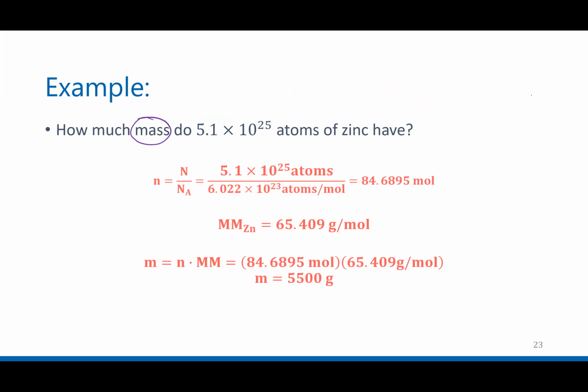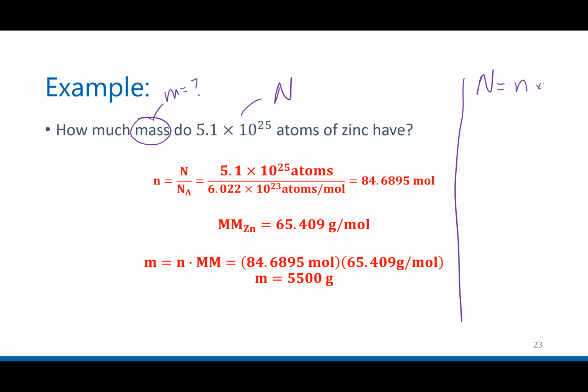Okay, so let's go back to look at this problem. How much mass, so that's M, would 5.1 times 10 to the 25 atoms of zinc have? So atoms, remember guys, atoms, formula units, molecules, these are represented by the letter N, uppercase N. So I have to do a couple things here. First, let's write down my formulas. I know that the number of atoms would be equal to the moles of the chemical times Avogadro's number.